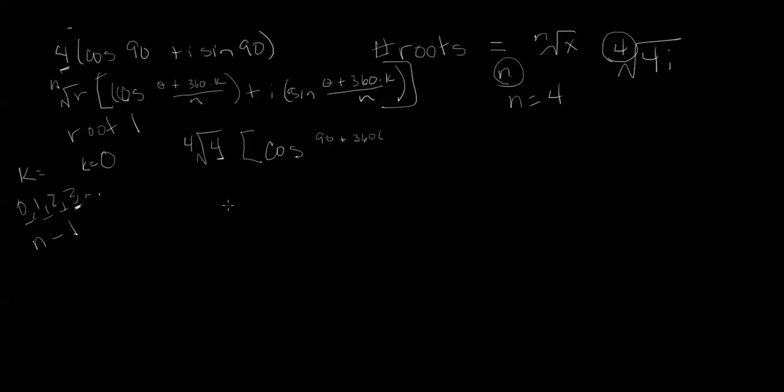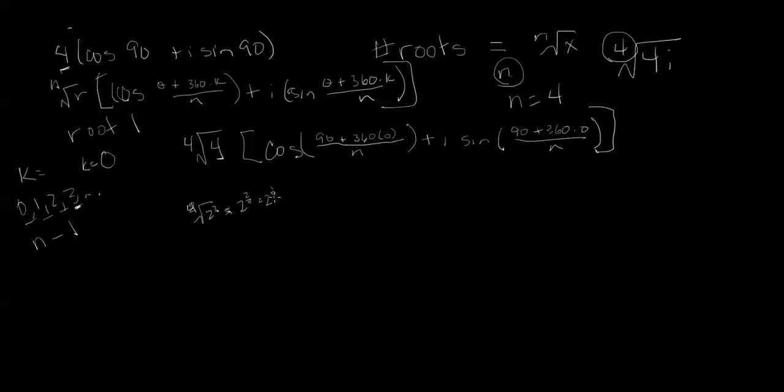this problem. So in this case, we're starting with 0. And it's all over n, which is 4. Plus i sine, same thing, 90 plus 360 times 0 over n. Let's do the 4th root of 4. The 4th root of 4 is really the 4th root of 2 squared, which is 2 to the 2/4, which is 2 to the 1/2, which is the square root of 2.